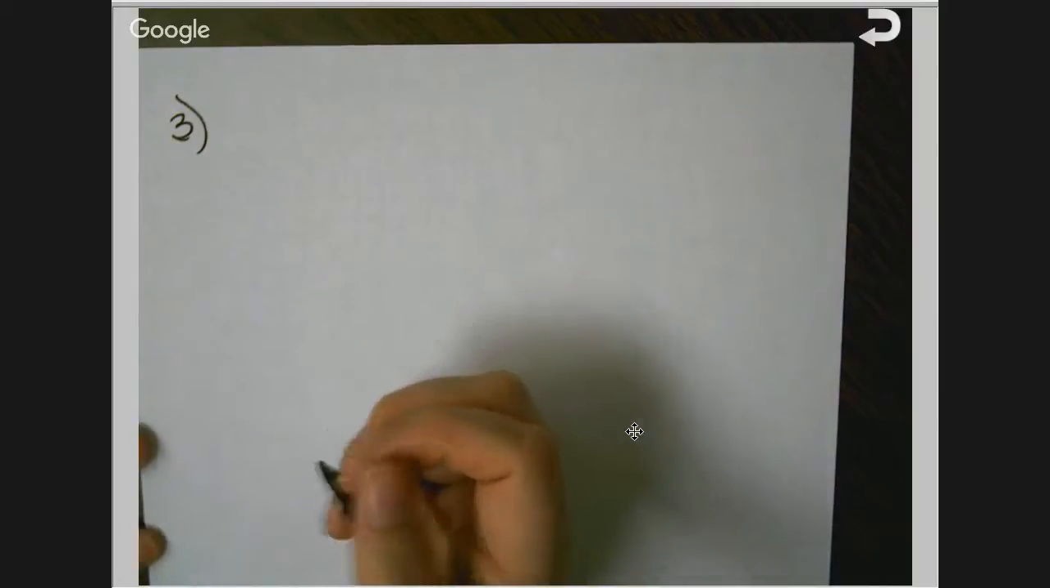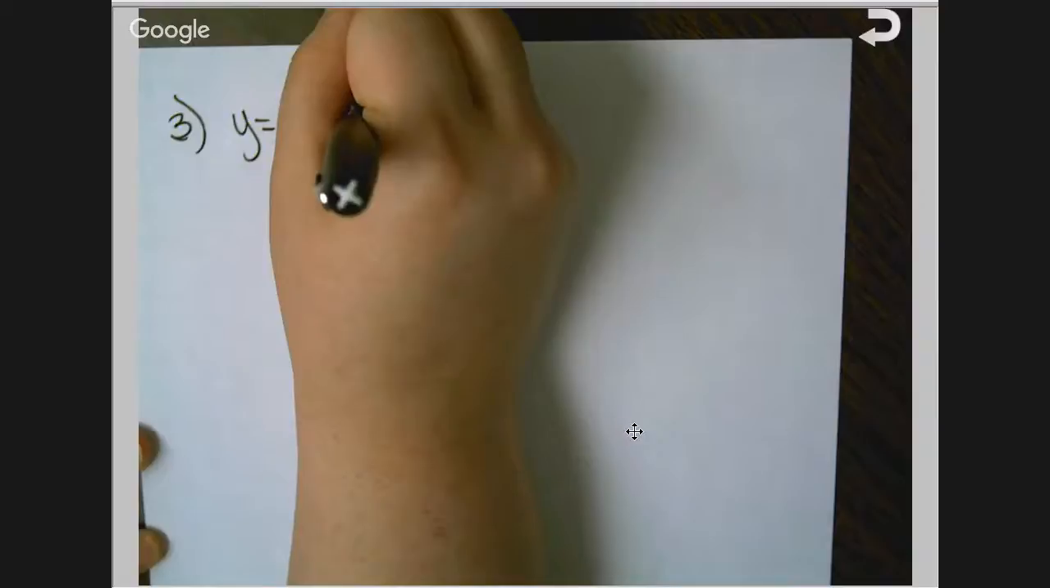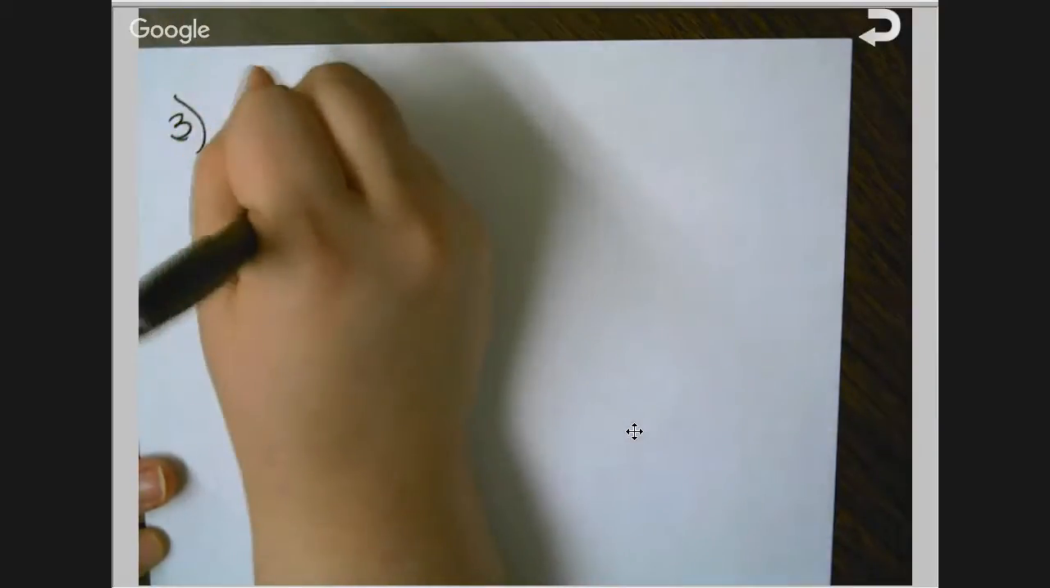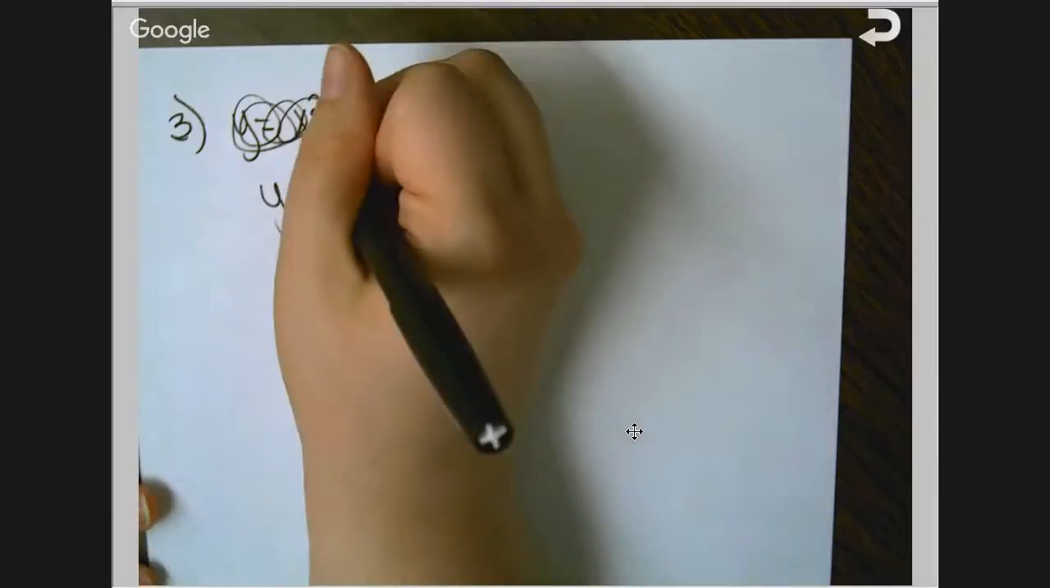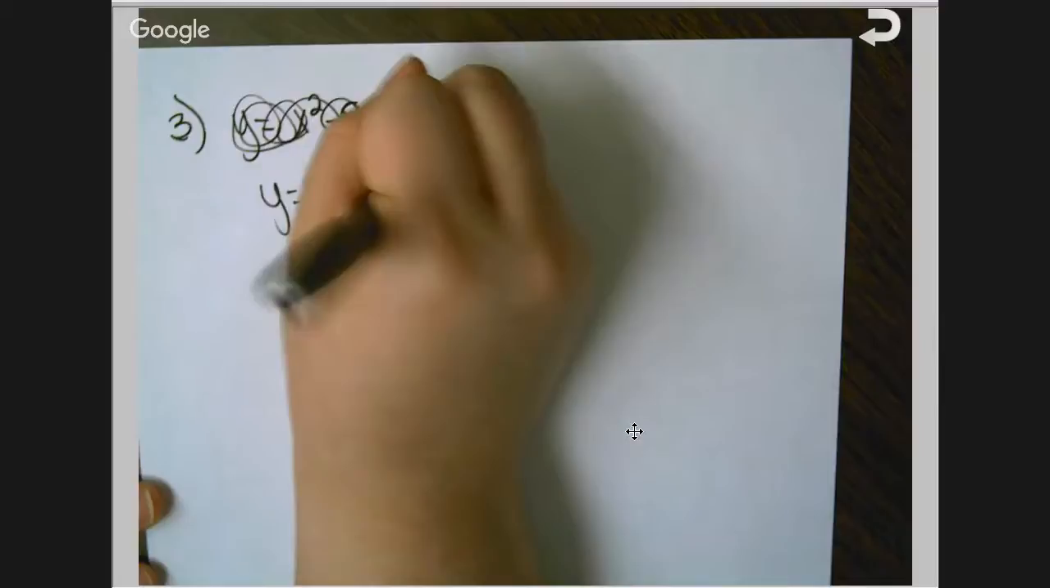Oh, here it is. Found it. Let's do y equals x squared minus... Oh, that one's messed up. Just kidding. y equals x squared minus 8x plus 12.